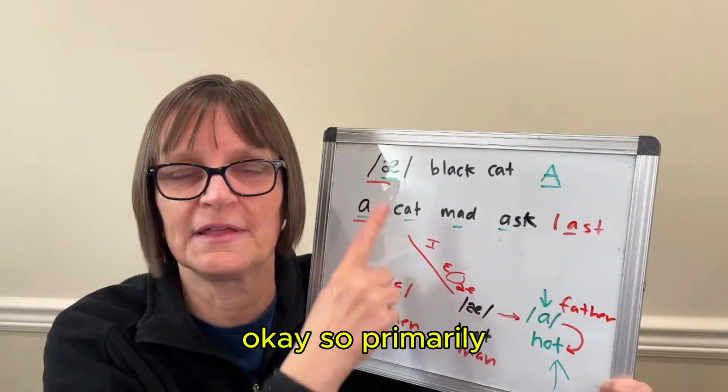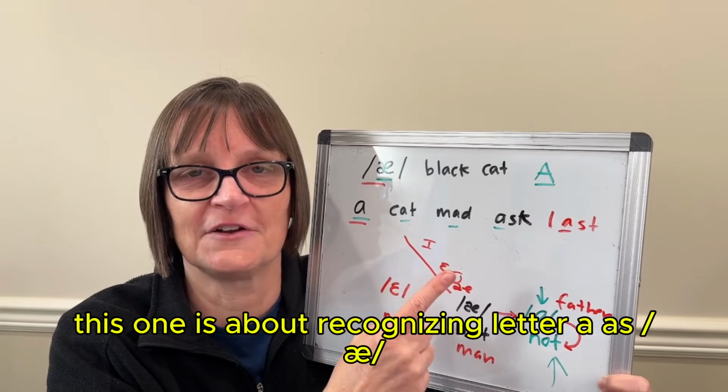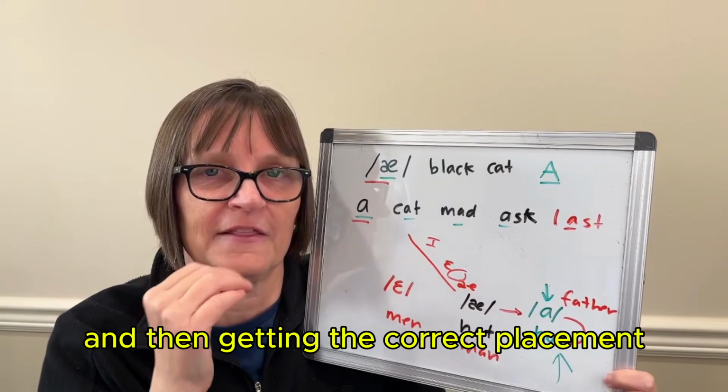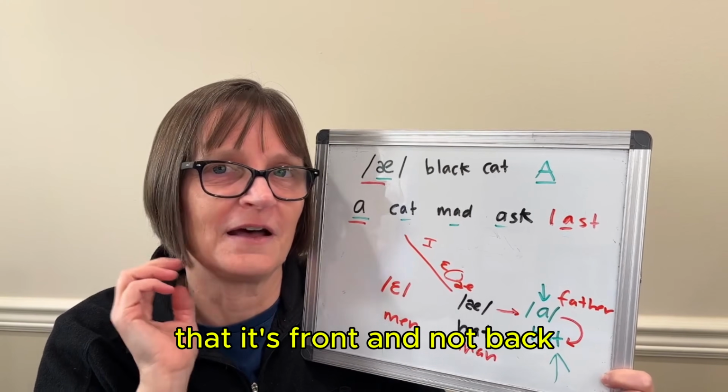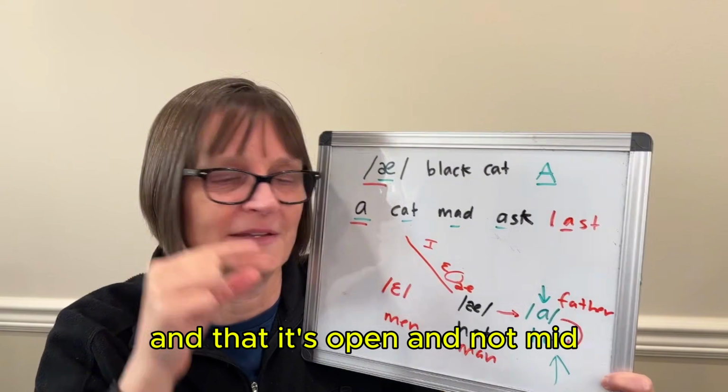Okay, so primarily this one is about recognizing letter A as "ah", and then getting the correct placement, that it's front and not back, and that it's open and not mid.